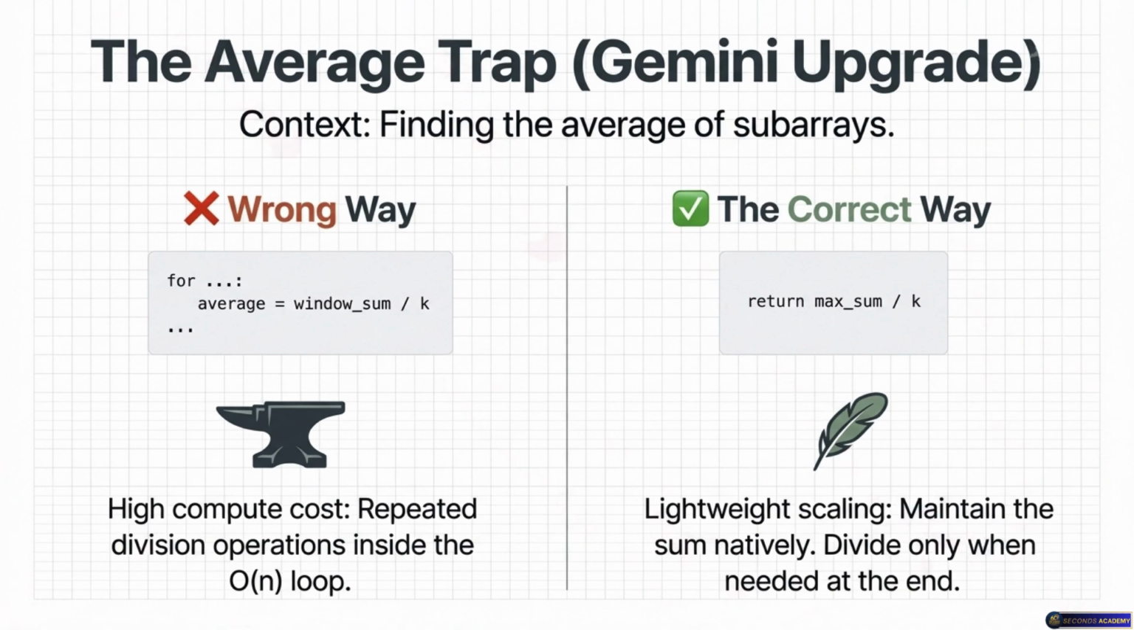compounding latency bottleneck. So the move is to maintain the sum as integers and only divide when absolutely necessary. Exactly. Do the division outside the loop or only when outputting to an external array. Avoid it in the hot path. That system-level computational cost awareness is literally the difference between a junior coder and a systems engineer.